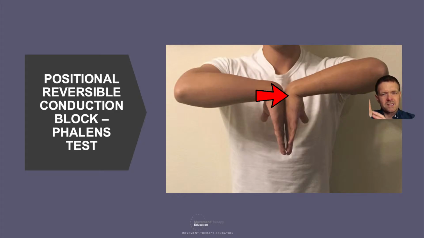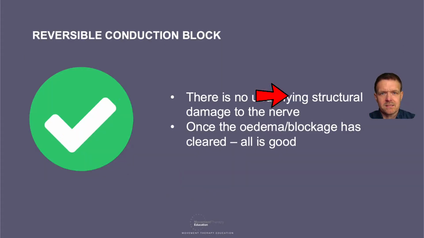Yeah, but because there's congestion around that nerve anyway, or some kind of encroachment on the space of the nerve, by compressing it even further, the clinical test is basically bringing on the symptoms. Right? So that's what happens with that test. So with this reversible conduction block, it's all good. There's no underlying structural damage to the nerve, and then once the edema or the blockage is cleared, then everything is good. Okay, so if we can get moving and start to move that fluid around, then everything is good.